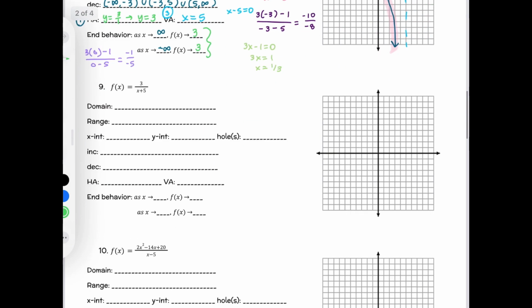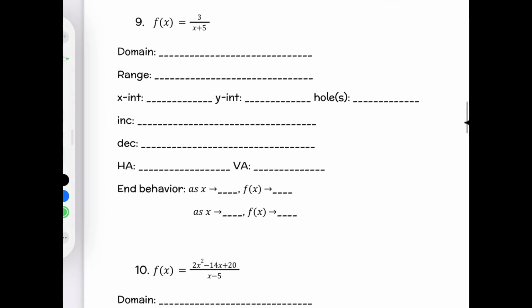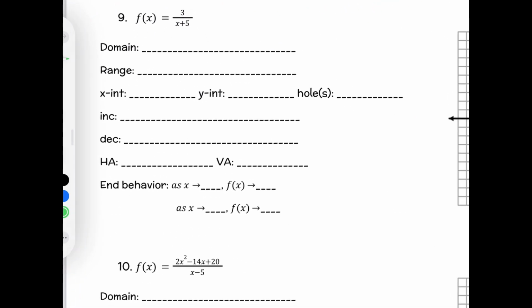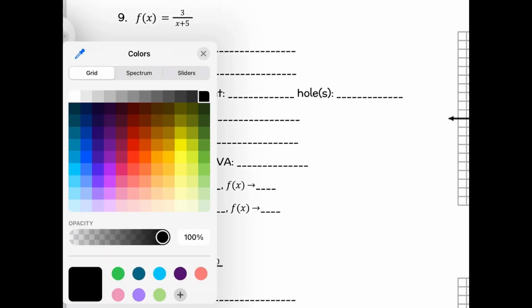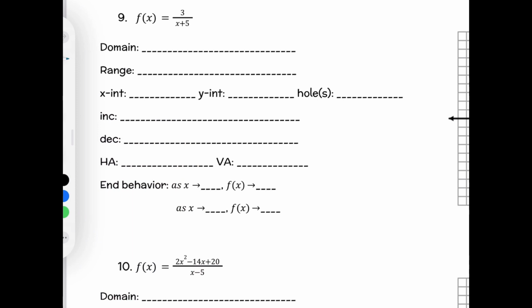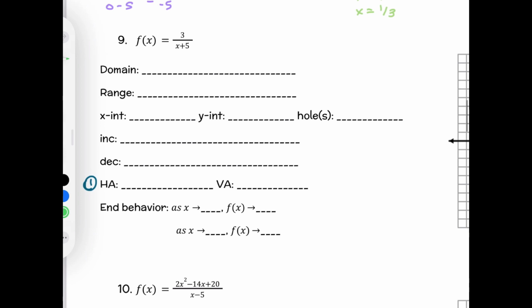So let's try one more. And I highly encourage you to do number 10 on your own. All right, so this one's a little bit more straightforward because we don't have to really factor anything. Our first step is still going to be our horizontal asymptote. So the degree of the top is 0. There's no x up top. And the degree of the bottom is 1. So that means our horizontal asymptote is y equals 0. It's bottom heavy. Bottom heavy means 0.